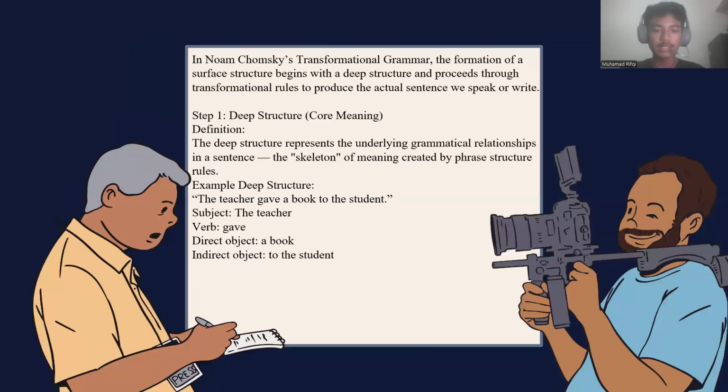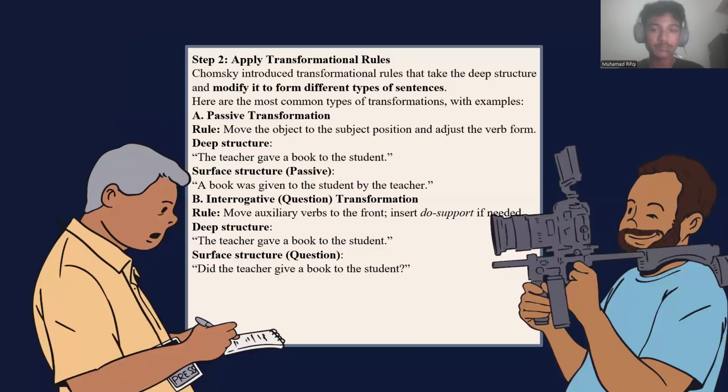Example: the teacher gave a book to the student. Subject, the teacher; verb, gave; direct object, a book; and indirect object, to the student. Step 2, apply transformational rules. Chomsky introduced transformational rules that take the deep structure and modify it to form different types of sentences.